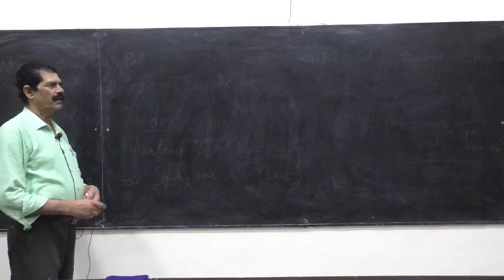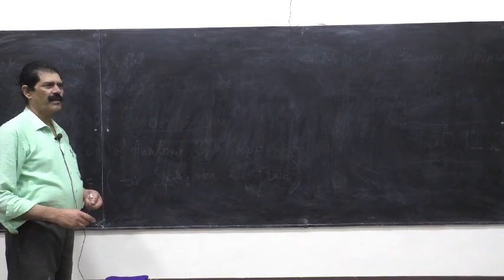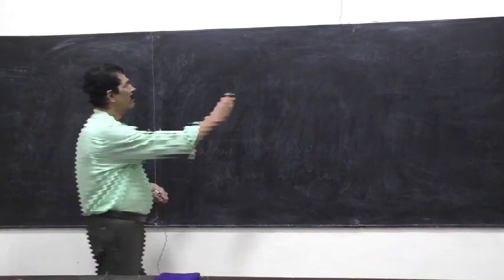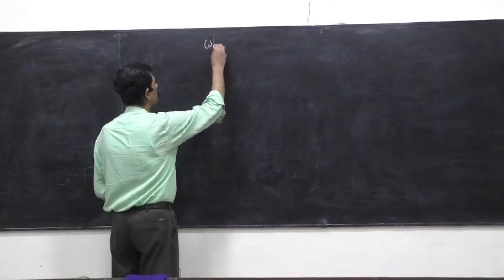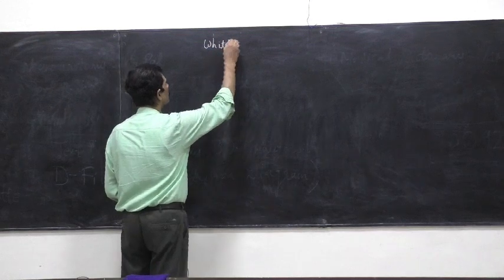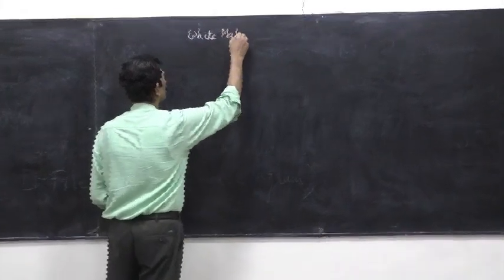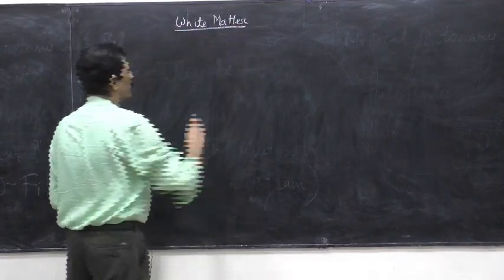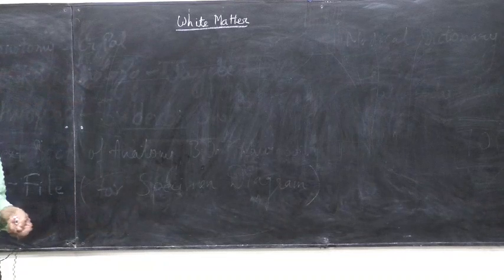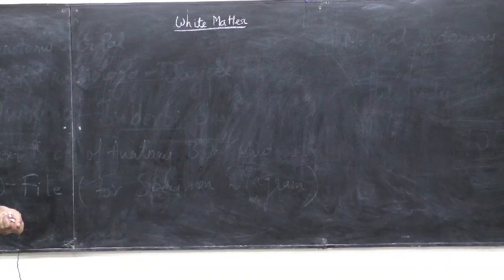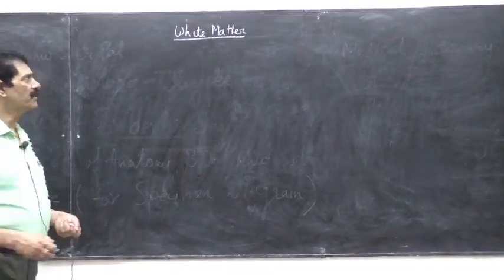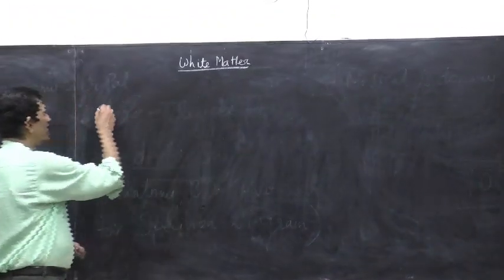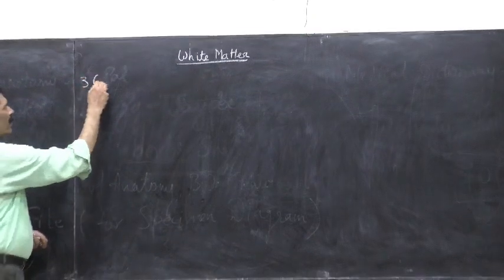So continued with the spinal cord. After finishing with the gray matter, now we are starting with the white matter of the spinal cord. So white matter surrounds the gray matter in the spinal cord in the transverse section, and this white matter we divide into 3 columns.